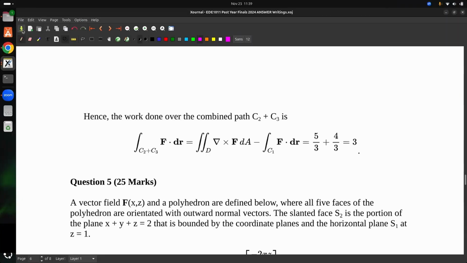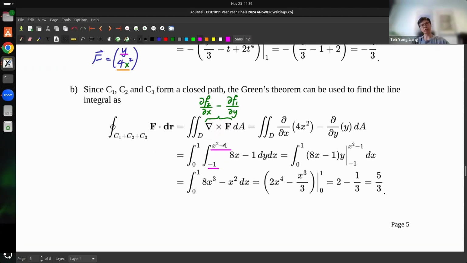Questions? Prof, for the integral for the y coordinates, why is it x squared minus 1? Yeah, why is it from x squared minus 1 to minus 1? No, it's from minus 1 to x squared minus 1. Sorry, yeah, wrong side, yeah.